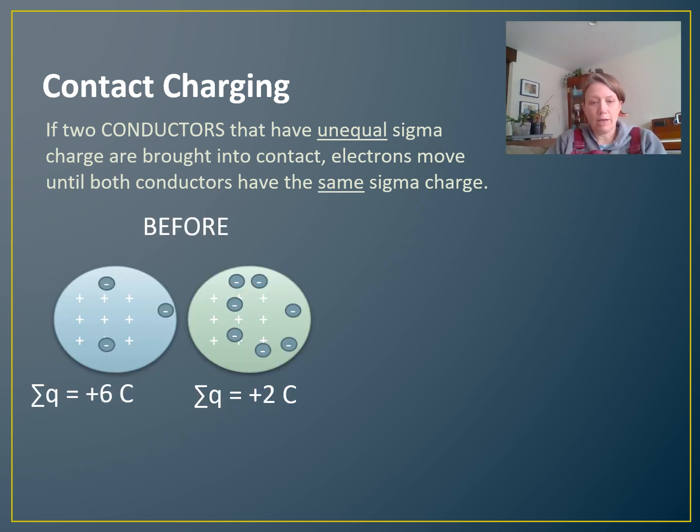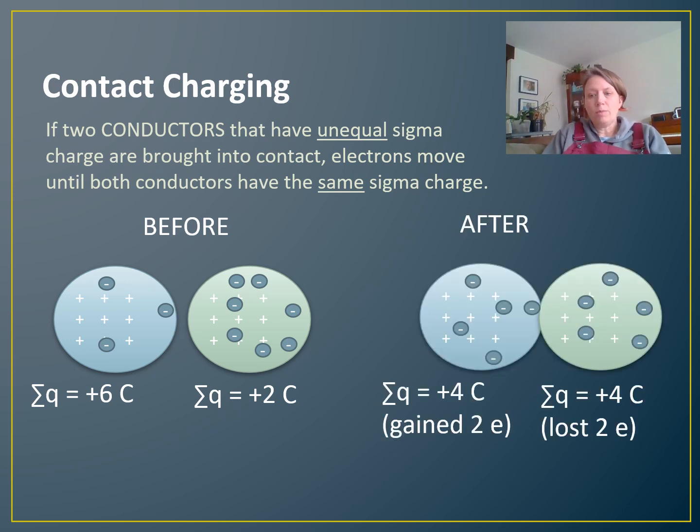So for example, on the left, we have a conductor there with a sigma q of +6. So 6 more protons, 9 protons, 3 electrons, sigma charge is +6. And the one on the right has a sigma q of +2 because it only has 2 extra protons. When you bring them into contact, though, since those electrons were kind of all piled up on the right before, they're going to spread out a little bit further. And 2 of those electrons are actually going to move to the left so that we have the same number of electrons in each half of this system.